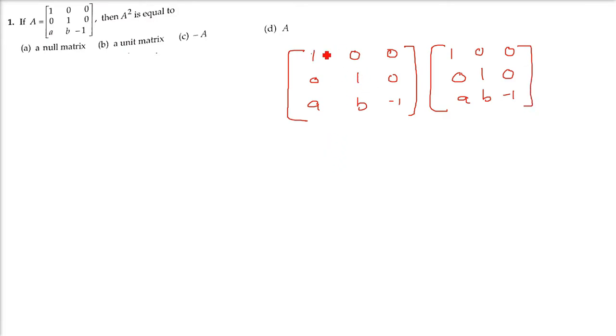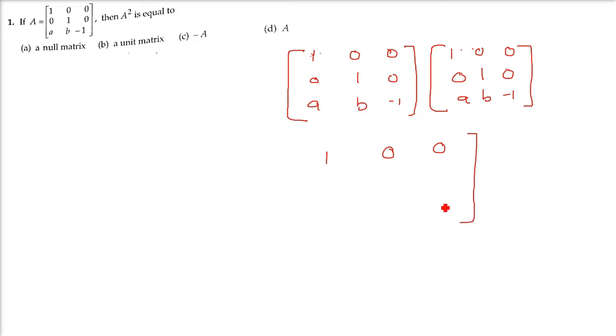See, 1 into 1 is 1. 0 into 0 is 0. 0 into A is 0. So first row with second column. Again, everything will be 0. 1, 0, 0, 1, 0, 1, 0, 0, B, 0. Third also same thing. So when you multiply first row with the last column, you'll get 0.